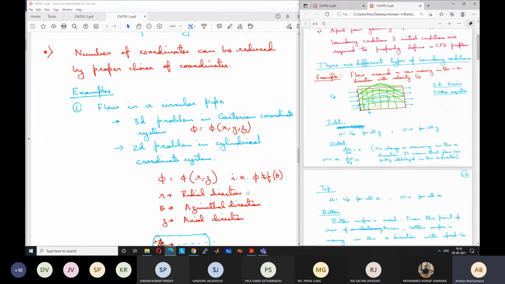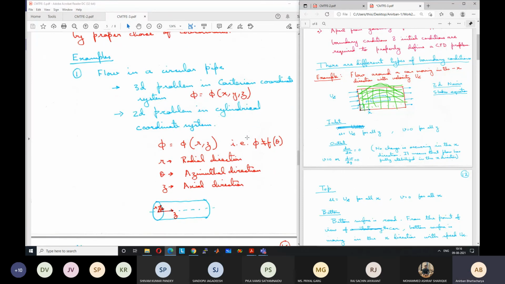So the variation with theta will not be present, and it will become a 2D problem. With variation only in r and z, we can much more easily solve this problem, and it may require much less time as compared to solving in Cartesian coordinates. Like the example I was giving, instead of 1,000 hours, it may take 1 hour to solve, just because we have taken a different coordinate system.